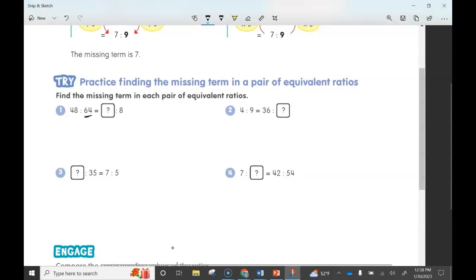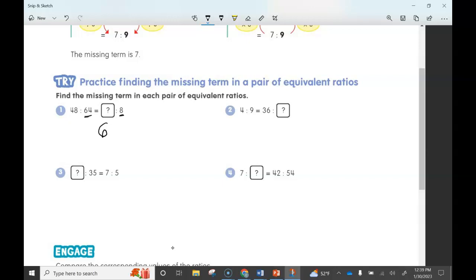What happened to 64 in order to get it to 8? Okay, so they divided. Okay, how do we know? Because the number did get smaller there. Okay, so if we take 64 divided by what number gives us 8, it's going to be 64 divided by 8. Okay, so if we divide 64 by 8, we need to divide 48 by 8, and that's going to give us 6. So the missing term would be 6. So that would make the ratio 6 to 8. So that's dividing. Now let's take a look at multiplying.